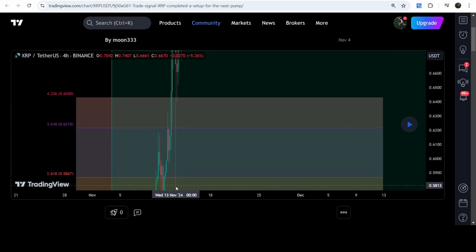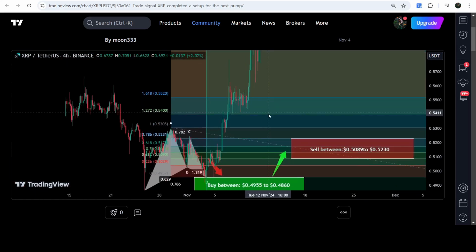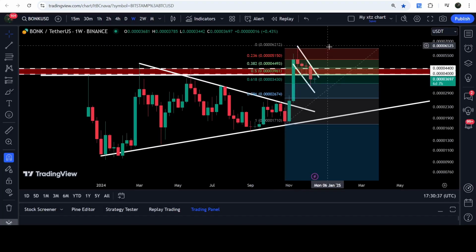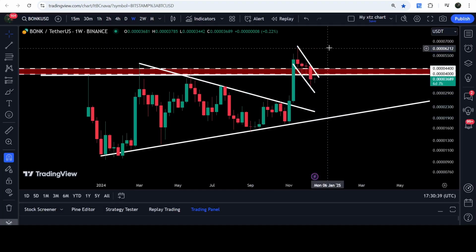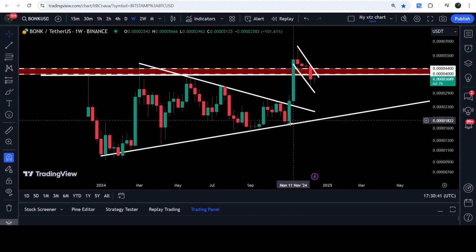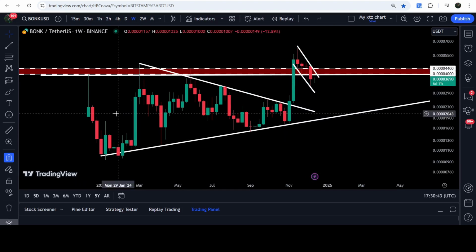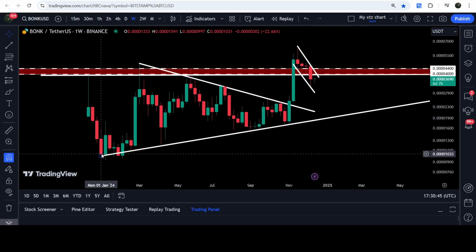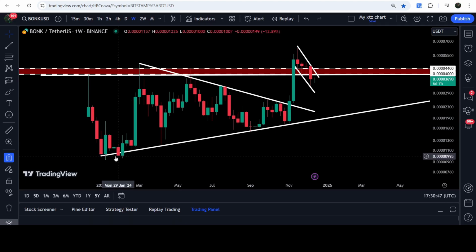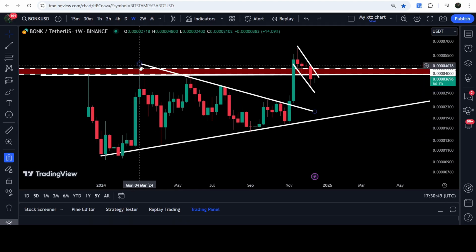This was a very, very massive rally, by the way. Now, let me take you to the live chart of Bonk, and this is a 7 days time frame chart. And here you can see that for the past several months, it was moving inside this big and long-term symmetrical triangle. And we found the support here in the month of January 2024. We had several touch points here at the support, and we had a very, very nice bounce.